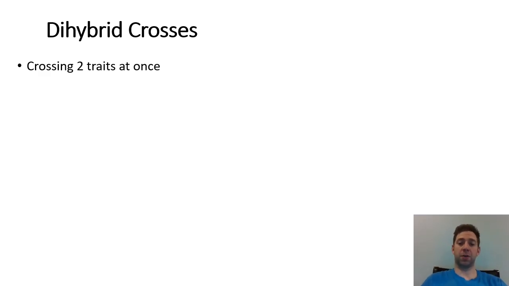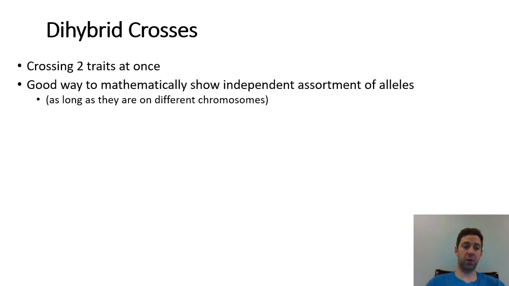Basically, a dihybrid cross is showing the crossing of 2 traits at once. It's a nice way to mathematically show the independent assortment of alleles. You know, if I have free earlobes and a bent pinky, there's no rule that says I'm going to pass on both dominant traits or both recessive traits if I'm, say, heterozygous.